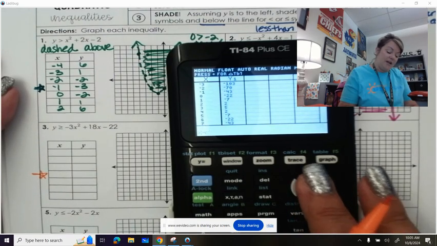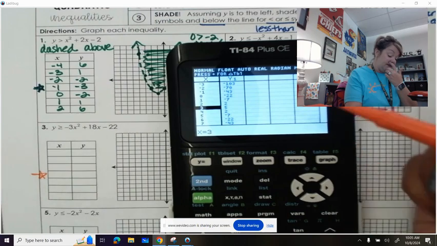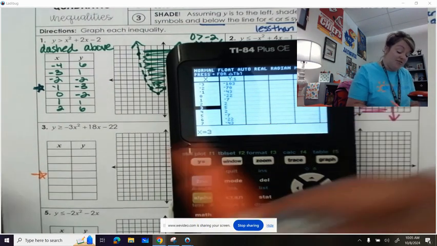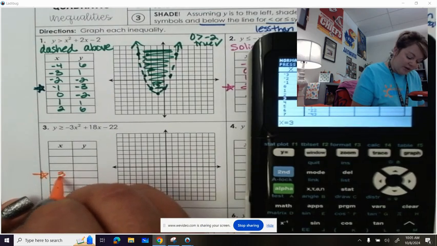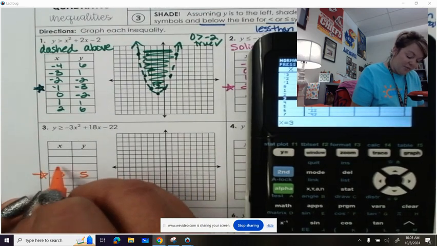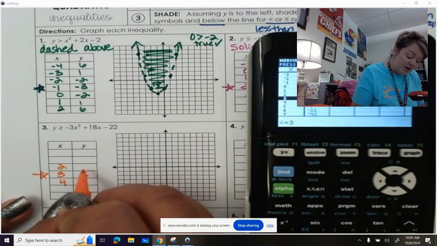So here's my vertex. I can see it. It's going to be right there at (3, 5). I could do negative b over 2a and have gotten that as well. So (3, 5). So symmetrical points on each side: 2 and 4 are at 2.